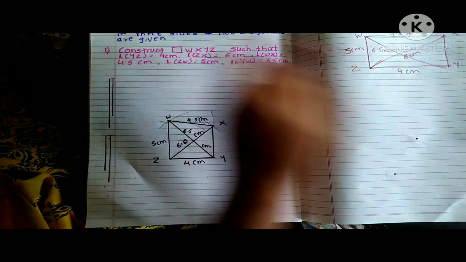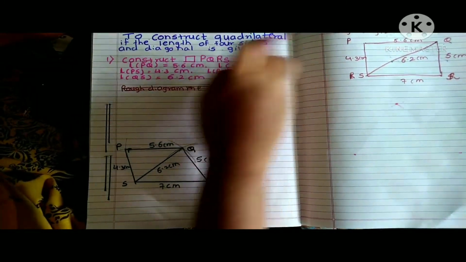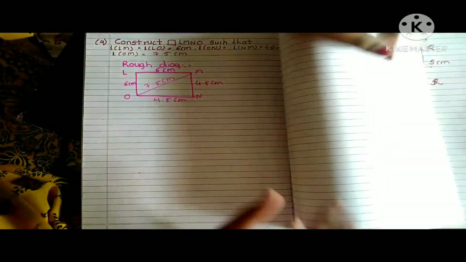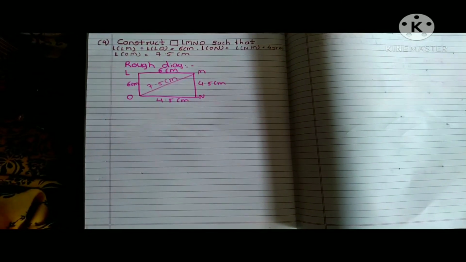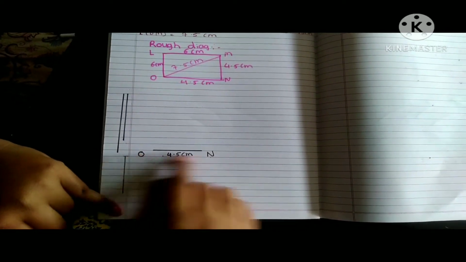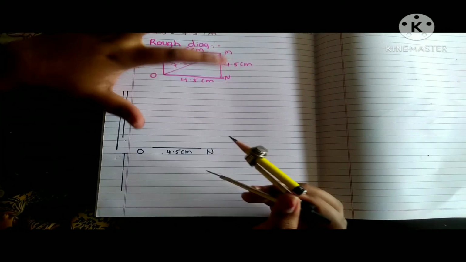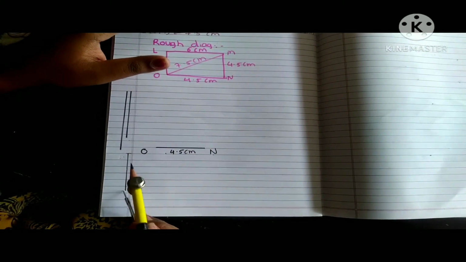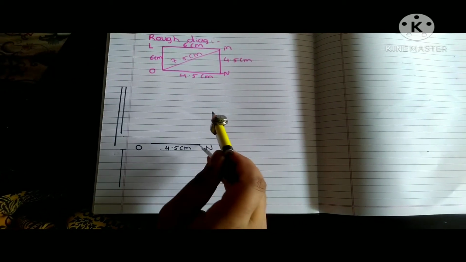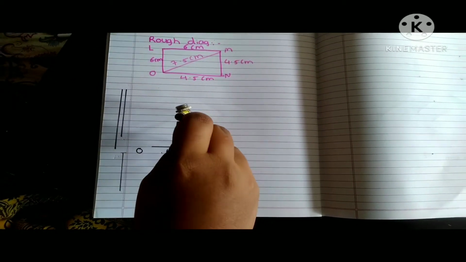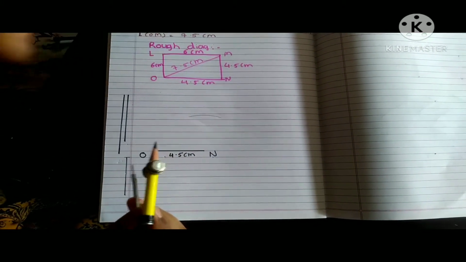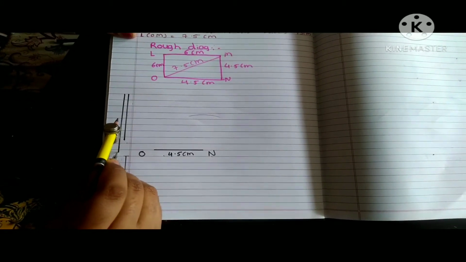By looking at this figure, you will be able to understand the first condition which we have learned. To construct a quadrilateral, if the length of 4 sides of the quadrilateral is given and a diagonal is given. So over here we have the length of 4 sides and 1 diagonal. So let's try to construct it. Base ON. Now we know that NM is 4.5. So I have taken 4.5 over here, or else you can directly take the measurement of NM from ON and draw the arc from N towards M. And OM is 7.5. So this is my 7.5.